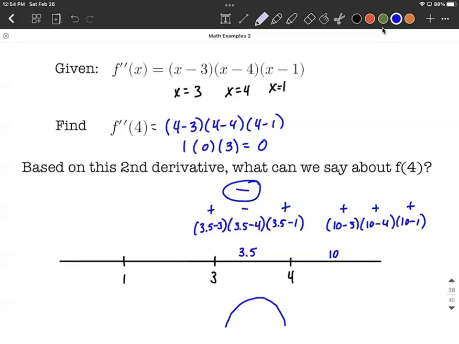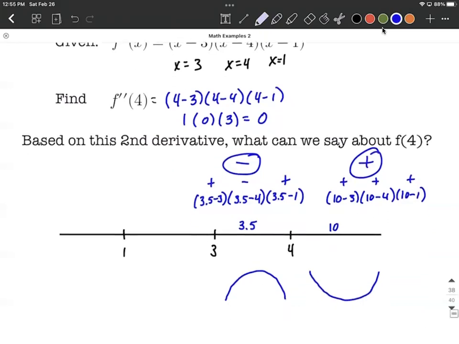We have 3 positive values multiplied together. Overall, that's going to be positive in this section. So with a positive second derivative when you plug in that 10, that tells us the section between 4 and infinity is going to be concave up the whole way. And because our concavity changed from concave down to concave up, that tells us that x equals 4 will be an inflection point.